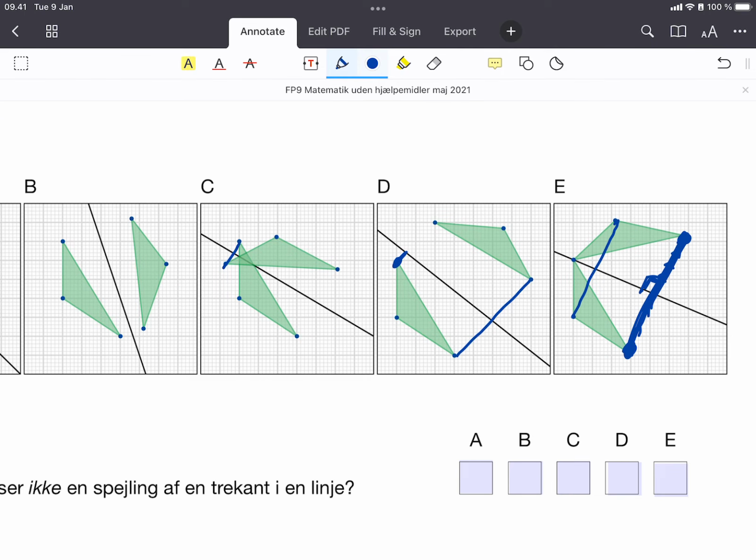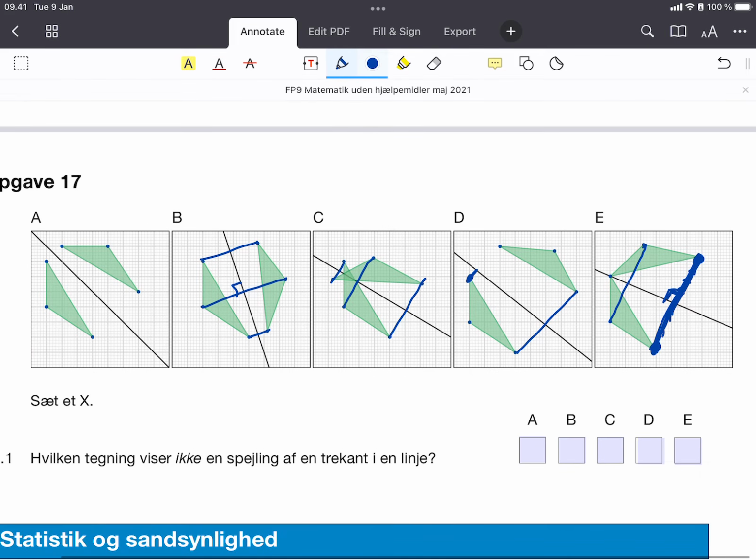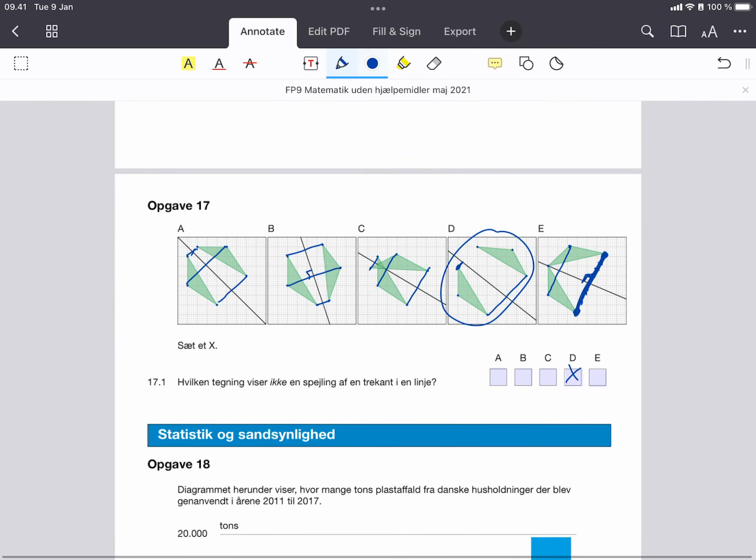So all of the others seem to check out. If you join up the points, they're the same distance away from the mirror line and cross the mirror line at 90 degrees. But D is a bit wonky. So D is the wrong one.